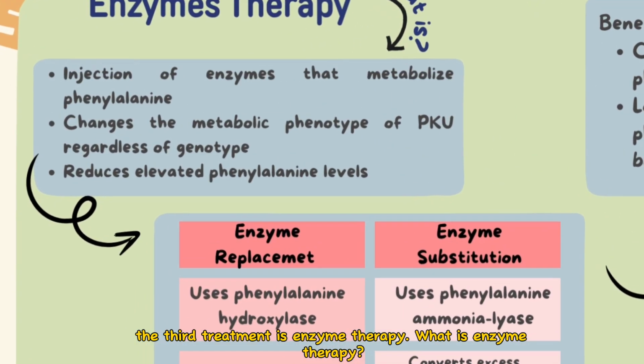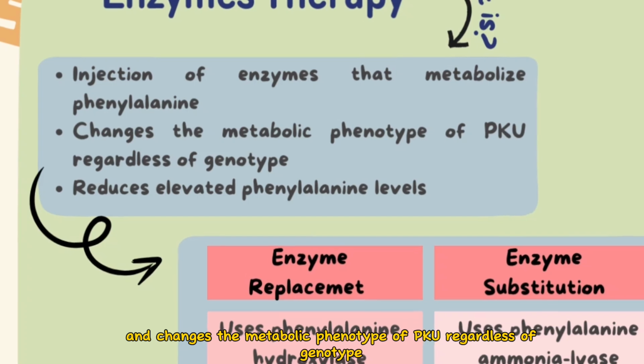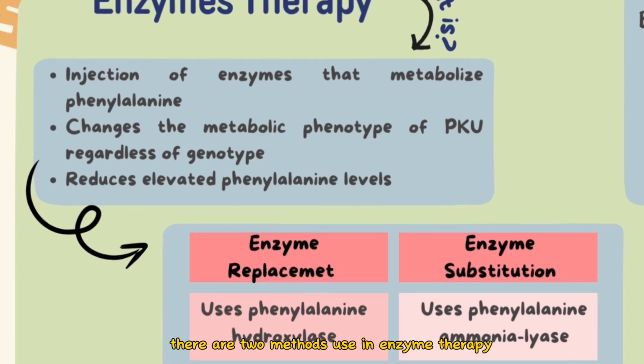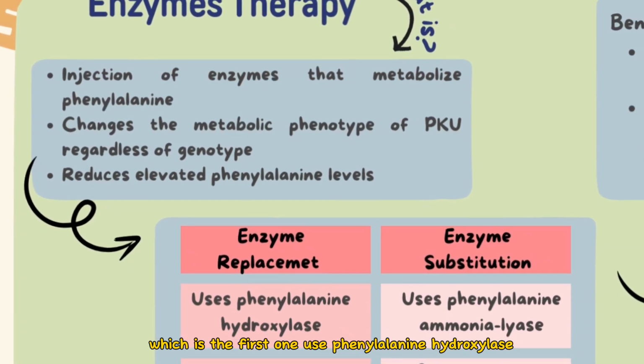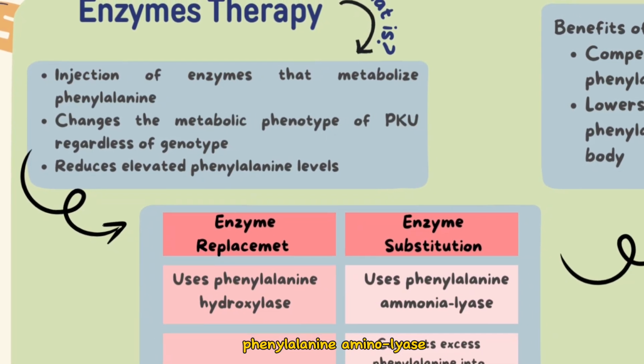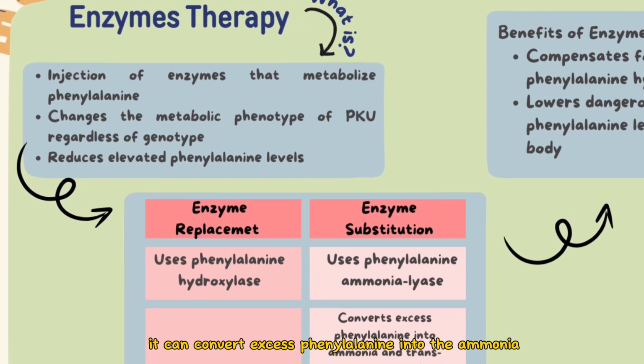What is enzyme therapy? Enzyme therapy is an injection of enzymes that metabolize phenylalanine and change the metabolic phenotype of PKU regardless of genotype, reducing the elevated phenylalanine level. There are two methods used in enzyme therapy. The first one uses phenylalanine hydroxylase, and the second one is enzyme substitution, which uses phenylalanine ammonia-lyase. The enzyme substitution is more accurate because it can convert excess phenylalanine into ammonia and trans-cinnamic acid.